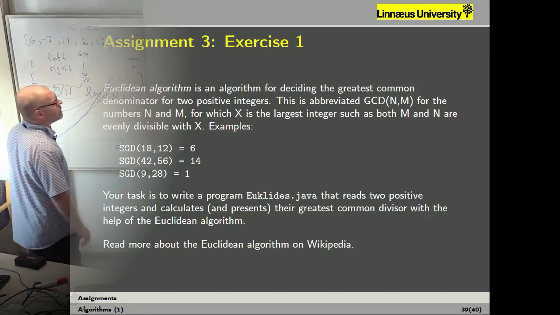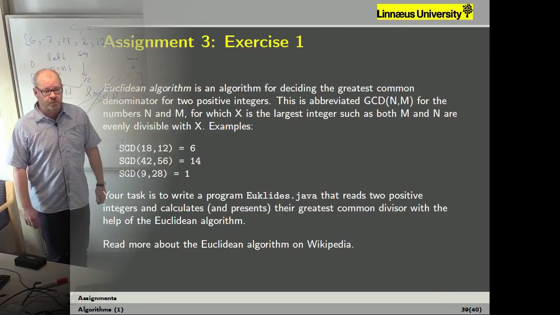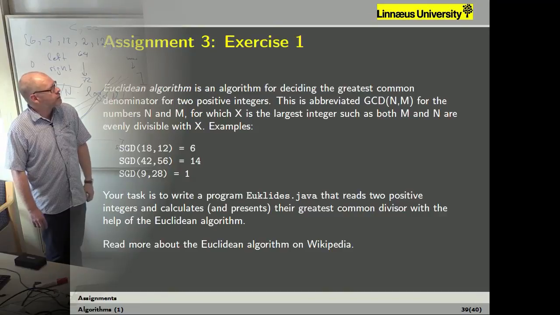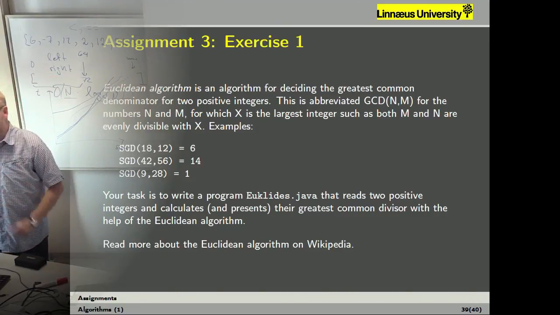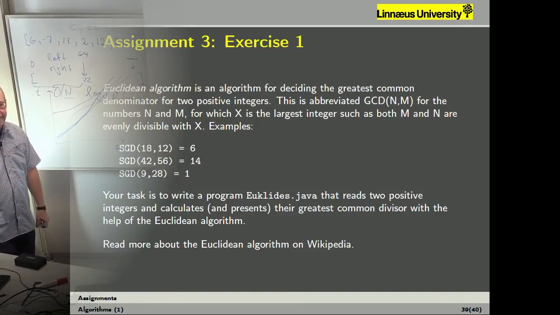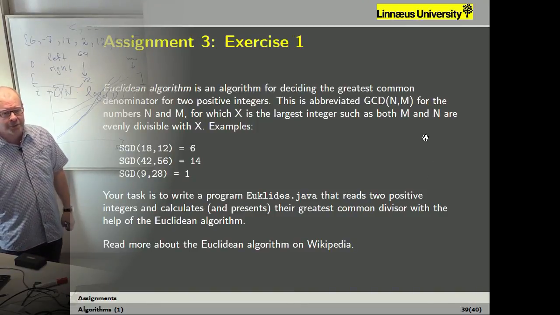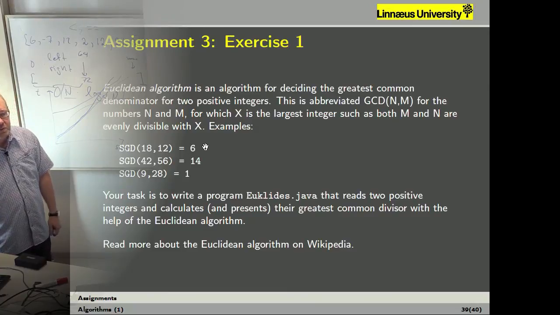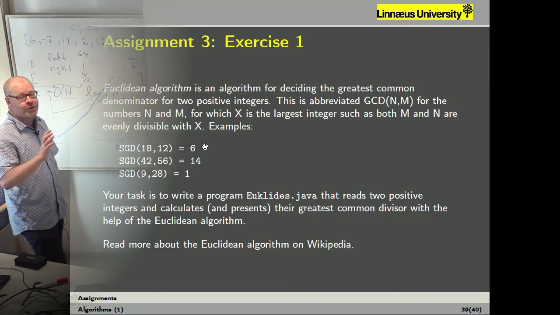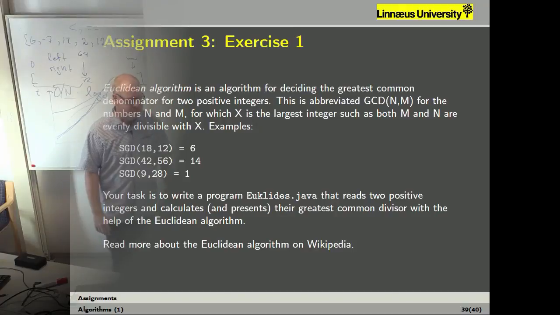The first exercise, have you seen that I published assignment 3? The first exercise is what every computer scientist should once in their life implement: the Euclidean algorithm, since it is the oldest known algorithm in the world. You should provide two numbers, 8 and 12, and it should come up with the greatest common divisor, which is 4 in this case.